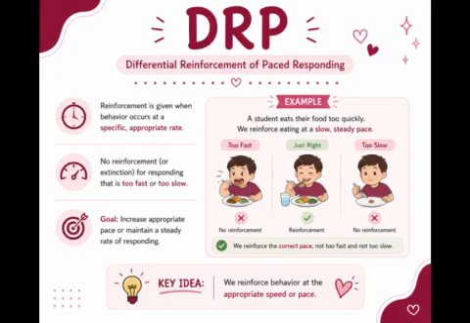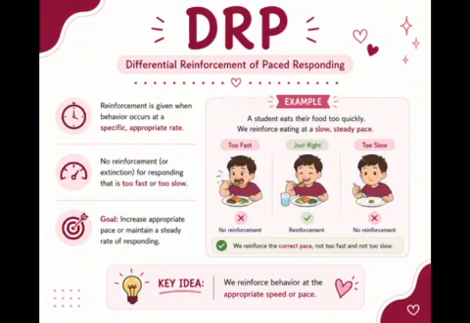With DRP, differential reinforcement of paced responding, reinforcement is going to occur when the behavior is at a specific appropriate rate. So DRP focuses on the pace of behavior. We reinforce behavior when it happens at an appropriate rate.